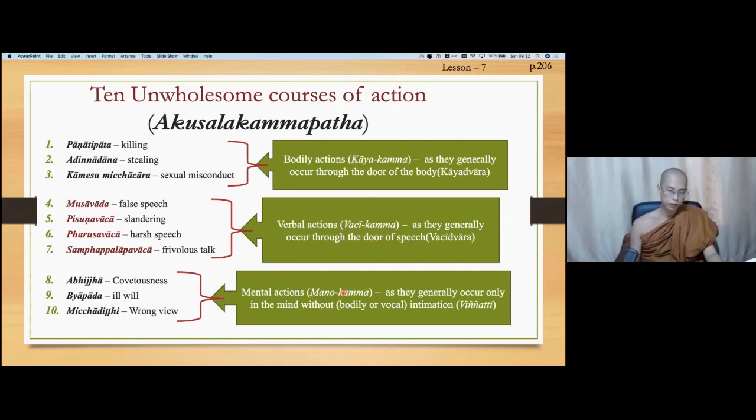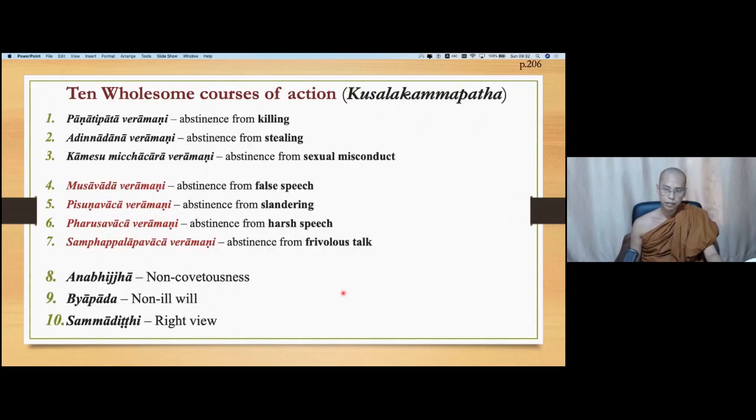So we have already studied them in lesson 7. And here, in contrast to the akusala kammapatha, we can understand the kusala kammapatha, the 10 wholesome courses of action. As I mentioned at the beginning of this lesson, we are trying to relate the consciousness to the action. So the 12 unwholesome consciousness relate to the 10 unwholesome courses of action.